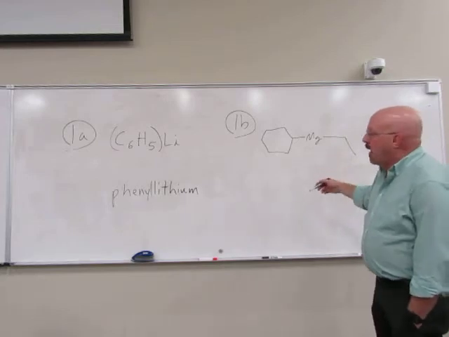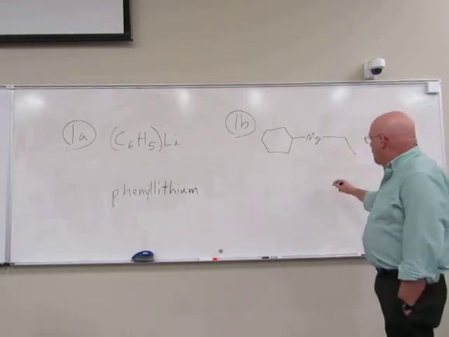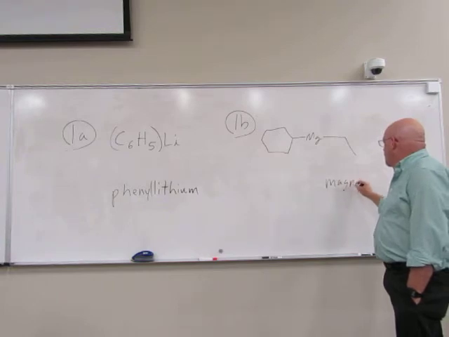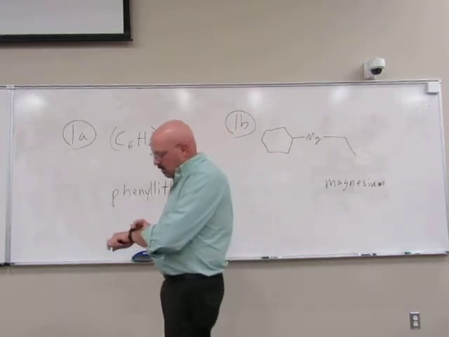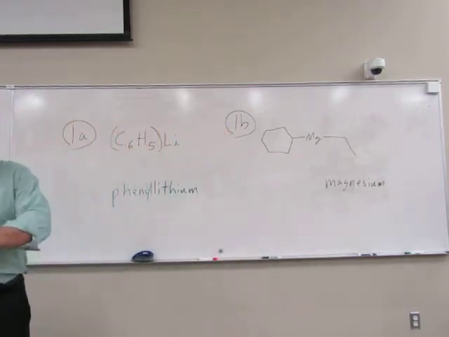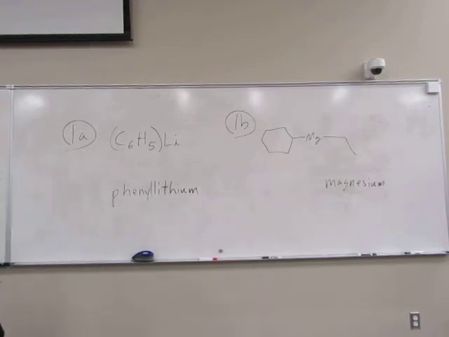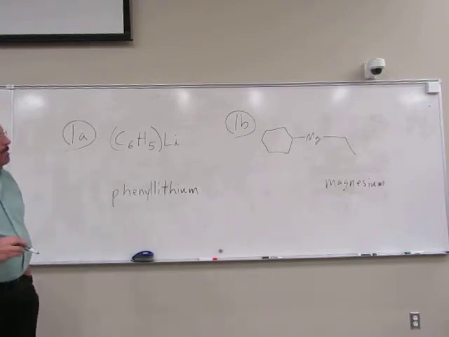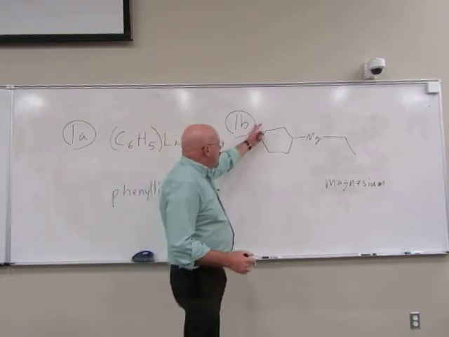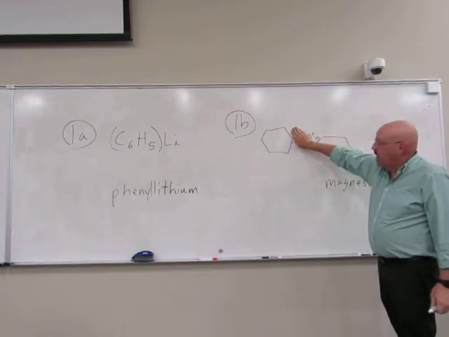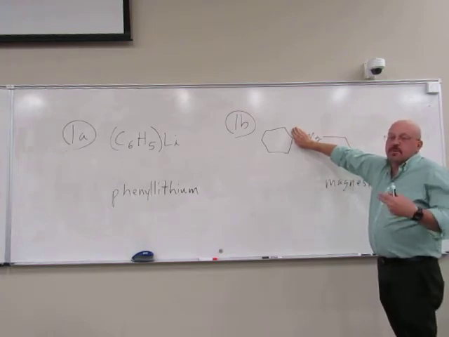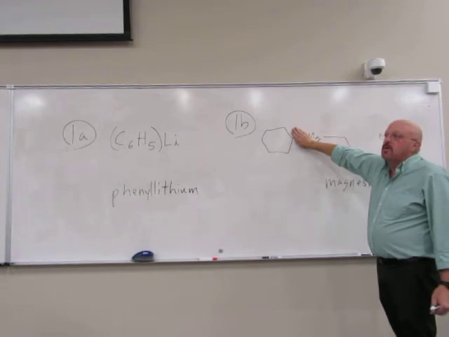Our next one here, the metal is magnesium. That is our parent or our base name. The organic portions coming off are just named as substituents. So as a substituent, we have a 6-carbon ring there. That is a cyclohexane, but as a substituent it ends in YL, so that's cyclohexyl.